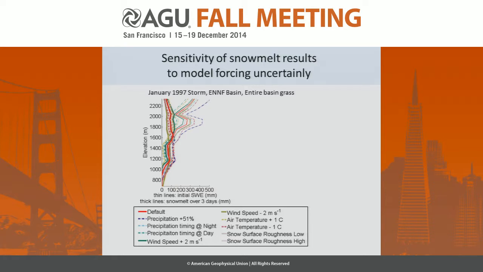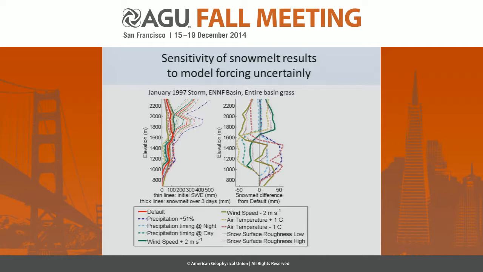Finally, as I mentioned, there is some uncertainty in the meteorological forcing data that we used. So we tried to estimate some uncertainty bounds on these forcing data and looked at how they impact our simulation for this 1997 storm. The thin lines show the variability in the initial conditions of SWE, and the thick lines show the total snowmelt that occurred during that event.